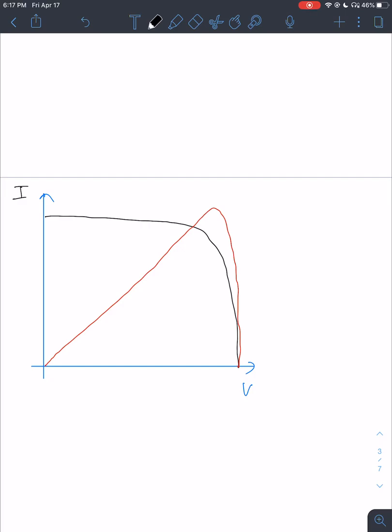That's it. So if you have voltage and current, you definitely have power, which is voltage multiplied by current. This is what the red curve is. It shows the power at different voltages. So clearly this is the point which has the maximum power, right?